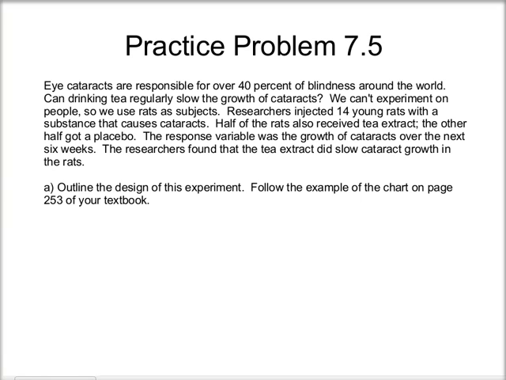For part A, we want to outline the design of this experiment, and you can follow the example of the chart on page 253 of your textbook. So we start out with 14 rats available for the experiment, and then we randomly assign them to 2 groups. So we're going to have 7 rats in the first group and 7 rats in the second group.